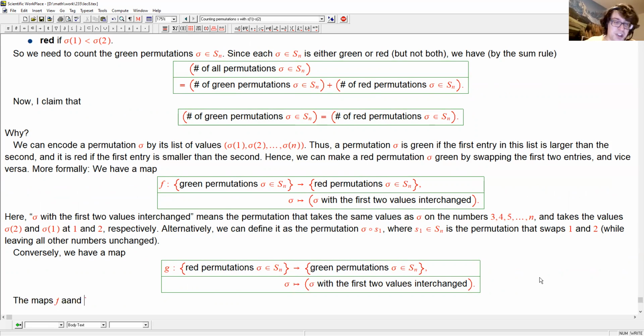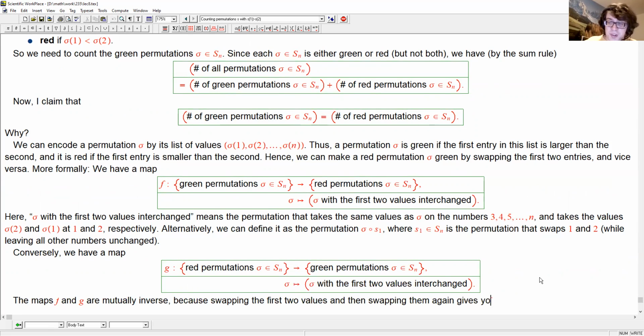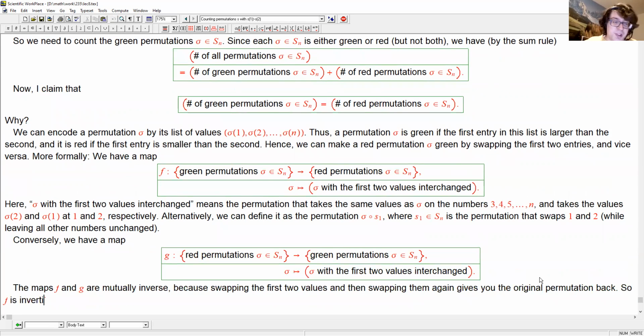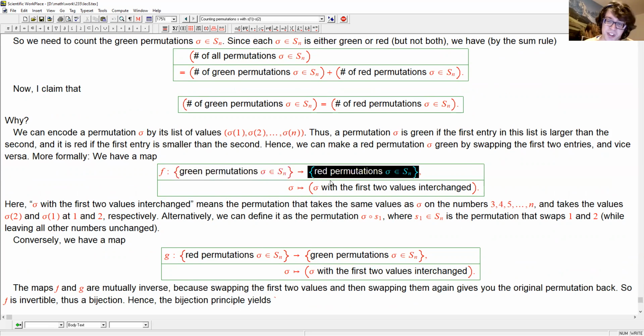The maps F and G are mutually inverse, because swapping the first two values and then swapping them again gives you the original permutation back. So F is invertible, thus a bijection. Hence, the bijection principle yields, since you have a bijection from this set to this set, that the sets have the same size.